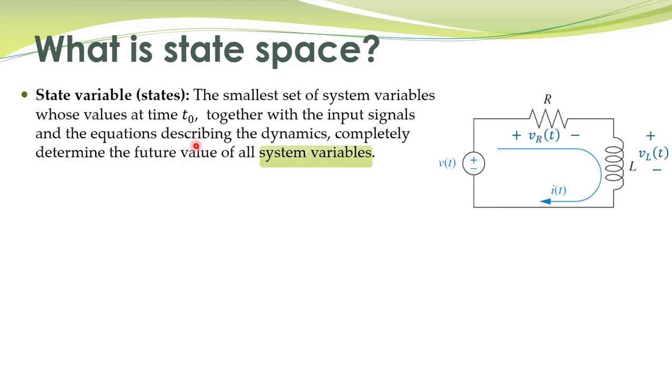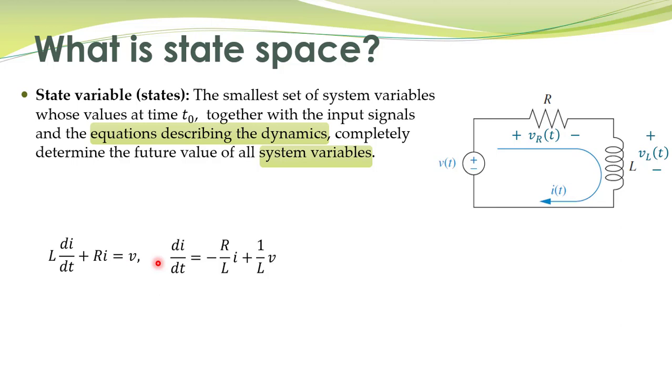Now there is another keyword over here: equations describing the dynamics. We have already learned how to obtain equations which describe the dynamics of this system. We have learned mathematical modeling of electrical circuits, and with mathematical modeling we can obtain a dynamic equation which describes this system. That is very easily obtained by applying KVL, for example. So by application of KVL, we have this: voltage across the inductor plus voltage across the resistor, that is the sum of these voltages, is equal to the applied voltage. That is very simple and you already know that.